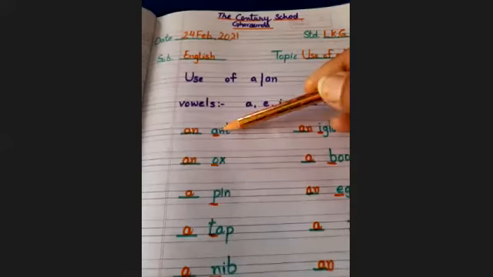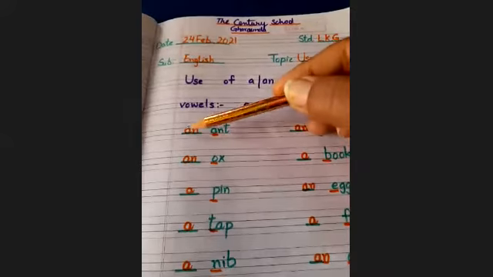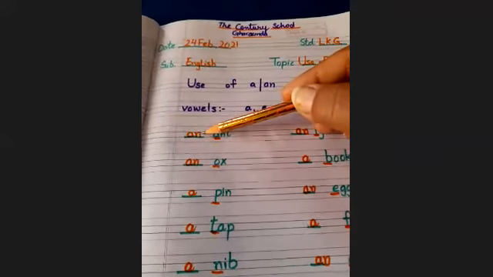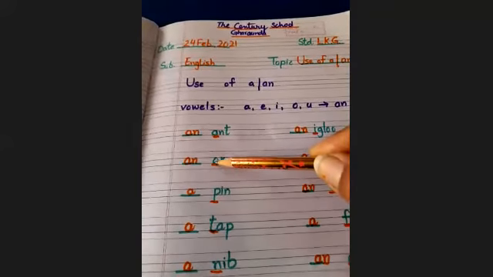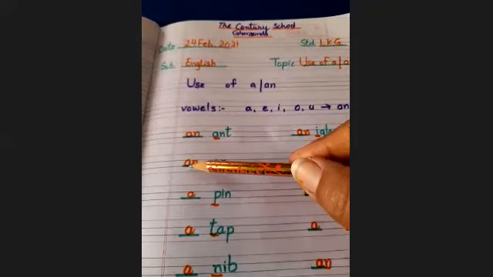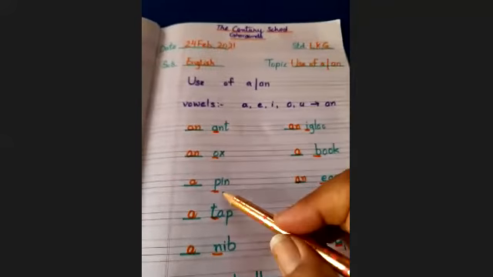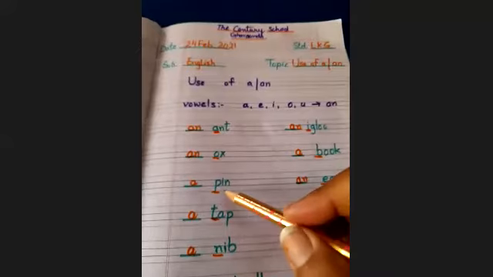A-N-T, ant. A is a vowel, so we will write AN. Next is O-X, ox. O is a vowel, so we will write AN.